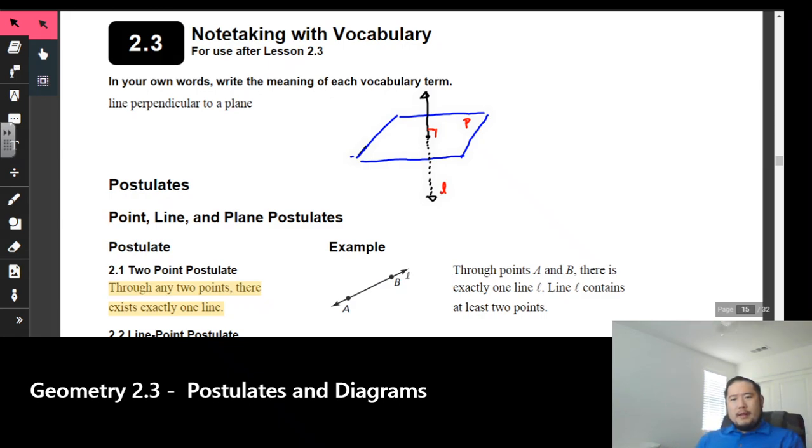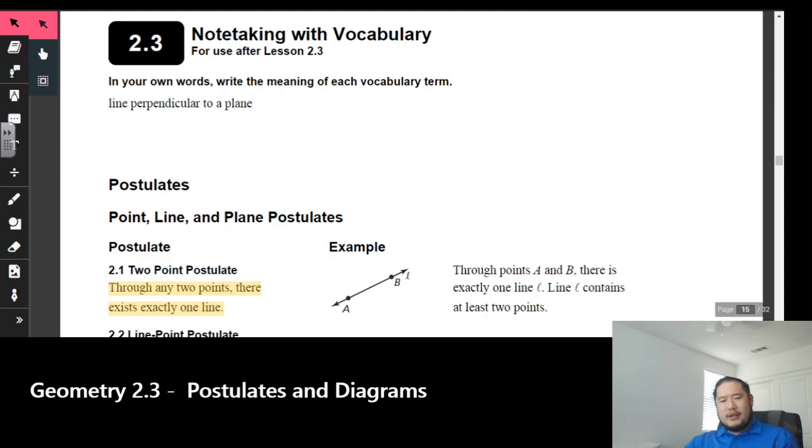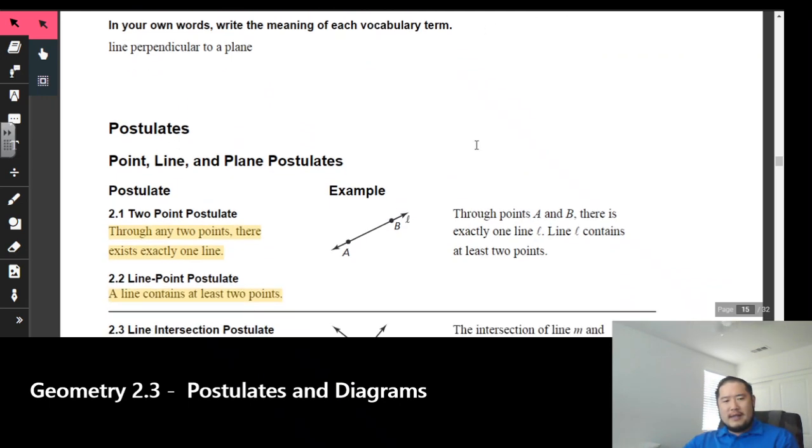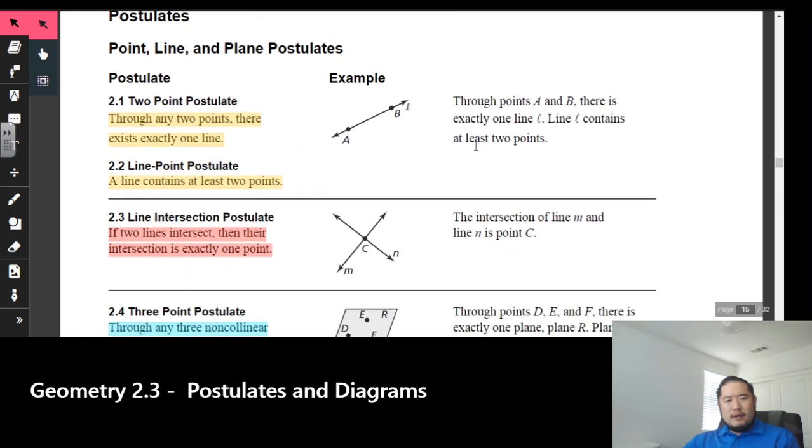So now let's take a look at these postulates. Remember, I've been trying to stress to you that you need to make sure you memorize all the postulates and everything that we've gone through. We have specific names for them now. The numbers are not so important, but the names actually are. It says we have the 2-point postulate. Through any 2 points, there exists exactly one line. Okay, so remember, 2 points make up a line. We talked about that a lot in chapter 1.